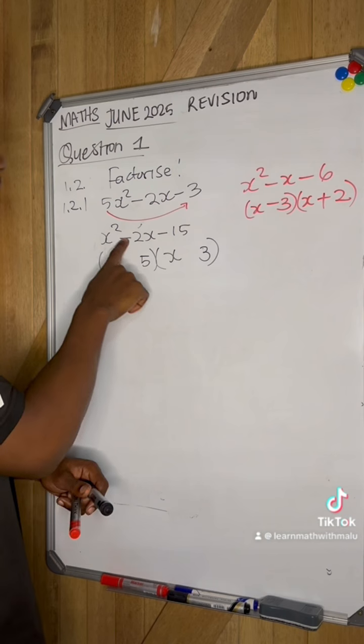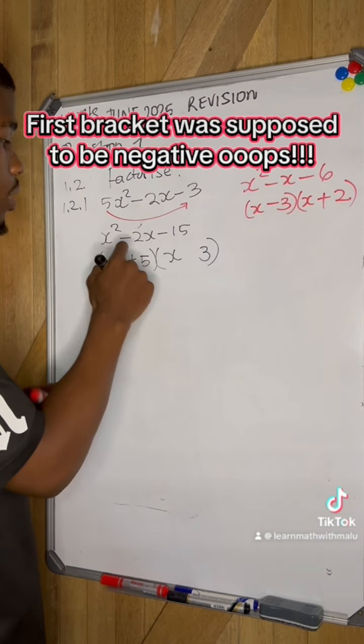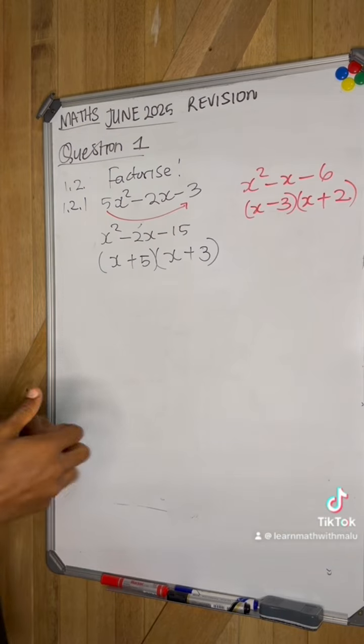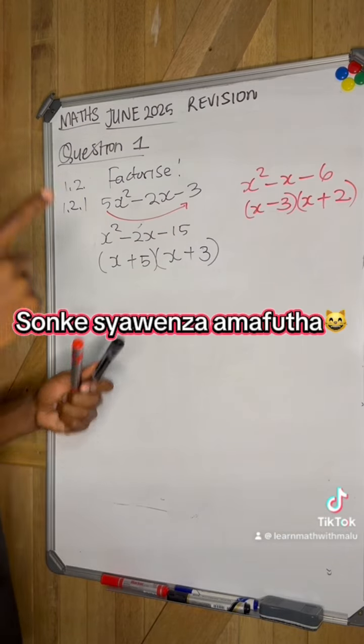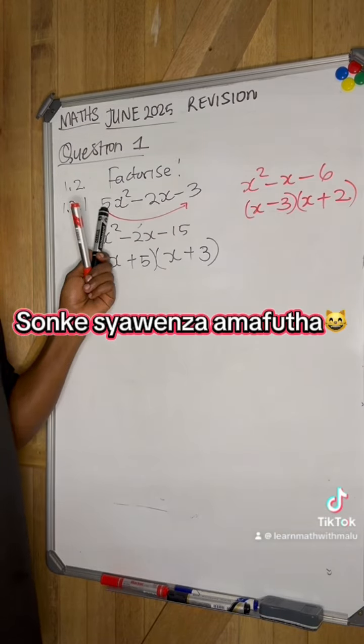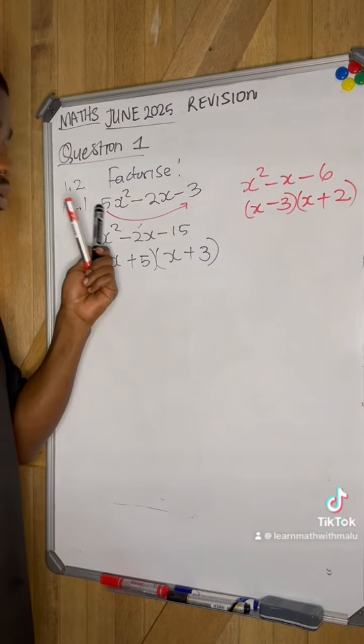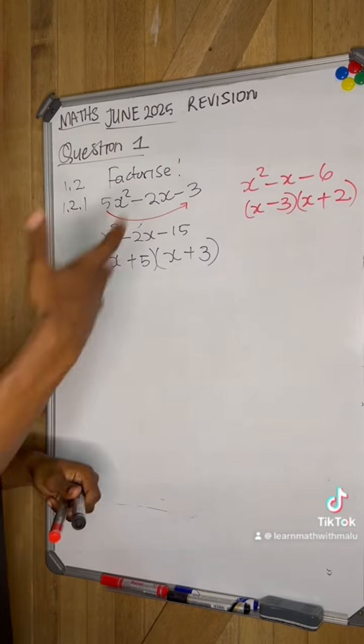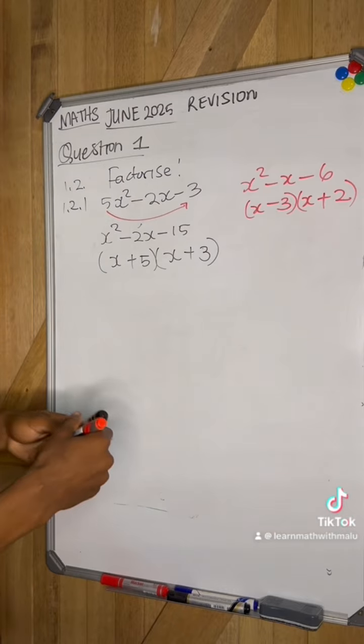Negative, positive times negative gives me what? Gives me positive. Negative times negative gives me what? Gives me positive. So in this case, what did I have initially? I had 5 on this one. x times x does not give me 5x squared. It gives me only x squared.